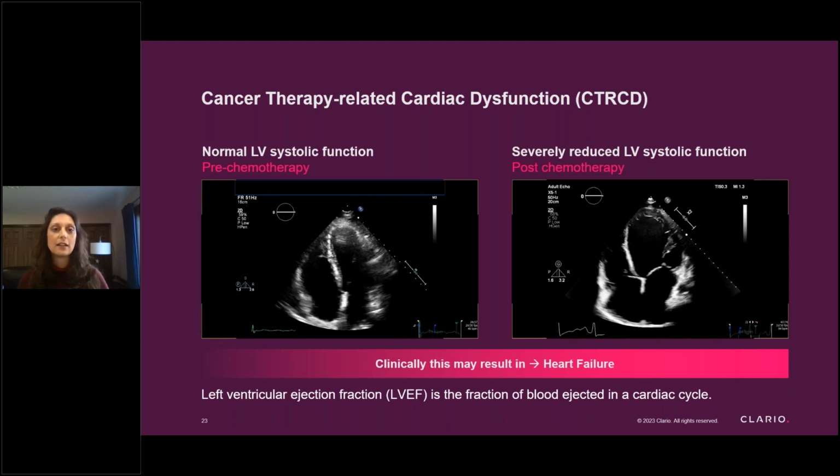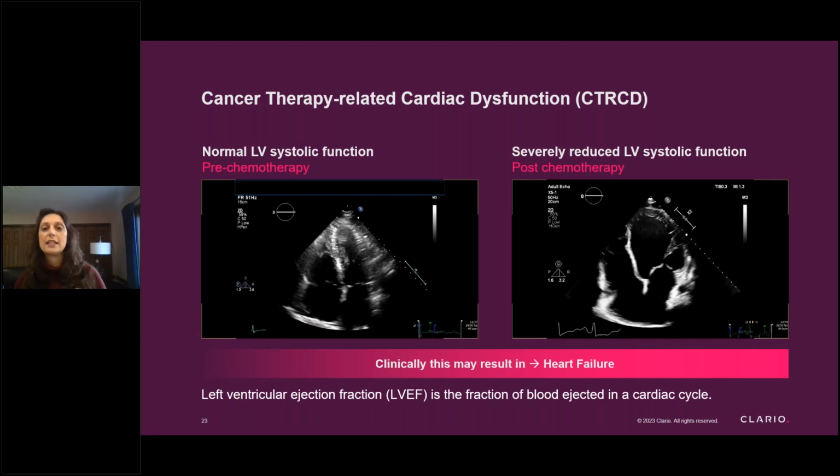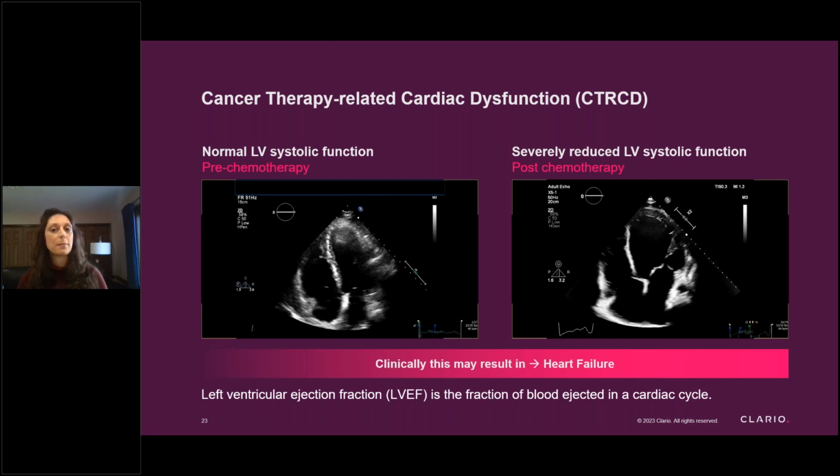And on the left-hand side, you can see normal LV systolic function pre-chemotherapy in that heart. But then on the right-hand side, post-chemotherapy, we see severely reduced systolic function, a decrease in LVEF. That heart is dilated, it's pumping poorly, and there's a smaller contraction of the muscle. And so clinically, this can end up leading to heart failure.